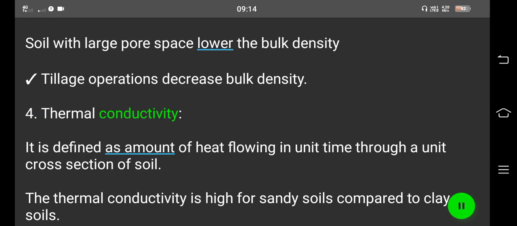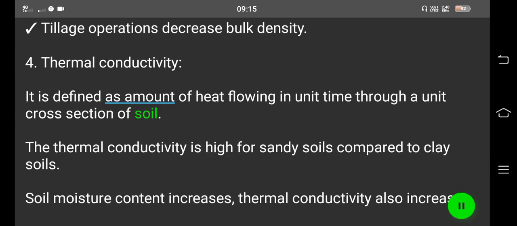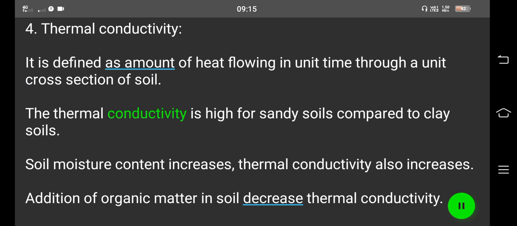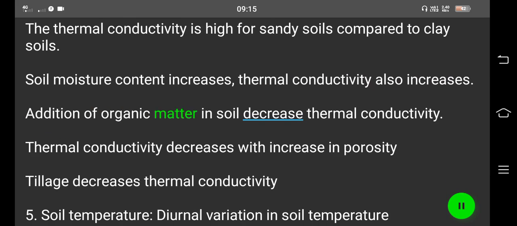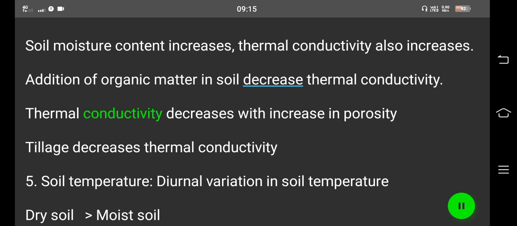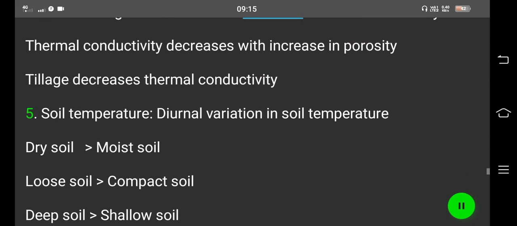4. Thermal conductivity. It is defined as the amount of heat flowing in unit time through a unit cross section of soil. The thermal conductivity is high for sandy soils compared to clay soils. As soil moisture content increases, thermal conductivity also increases. Addition of organic matter in soil decreases thermal conductivity. Thermal conductivity decreases with increase in porosity. Tillage decreases thermal conductivity.